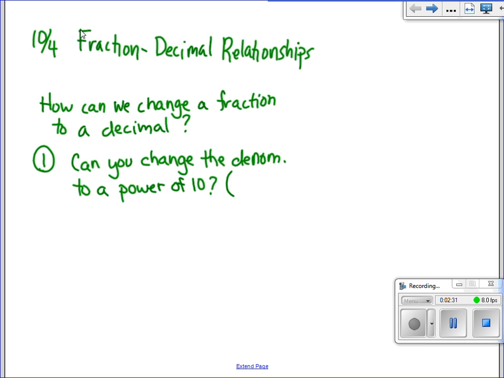10 to the first power is 10. 10 to the second power is 100. What's 10 to the third power? Robbie? 1,000. So these are all what we would call powers of 10. 10, 100, 1,000. Because we get them by raising 10 to a power. So you first check, can I change the denominator to a power of 10?